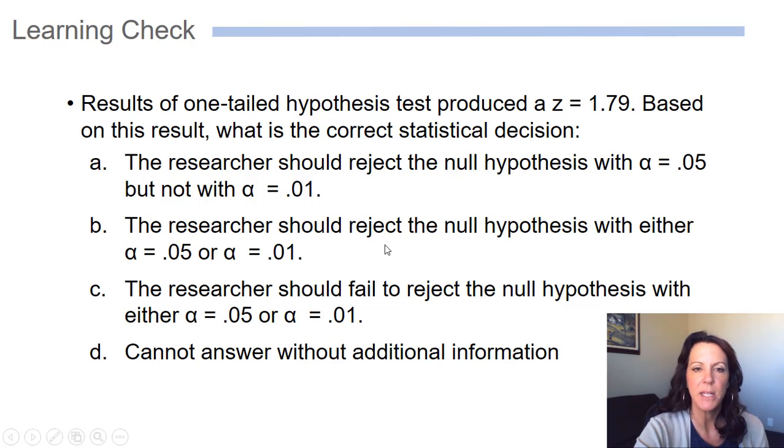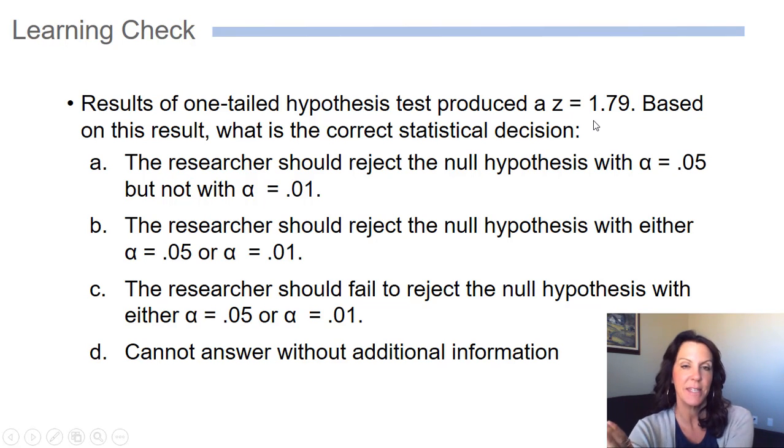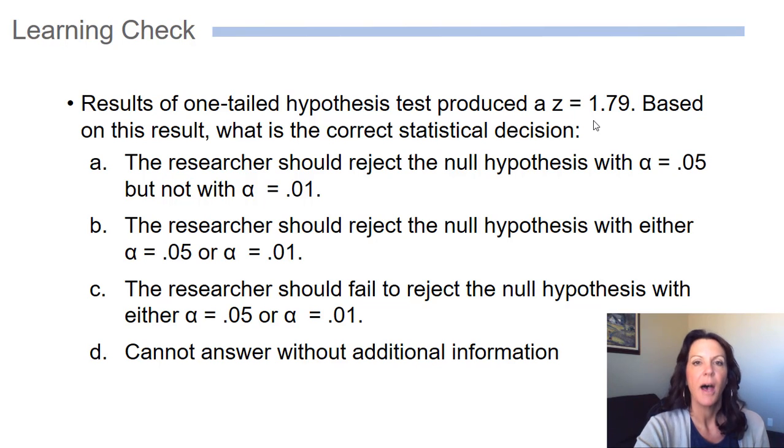Well, let's think about this. We're going to put 1% in one tail and look at our z-table for the cutoff. And the cutoff in this case is 2.33. That's the z-score that cuts off the top 1%. So is my z-score of 1.79 more extreme than 2.33? It's not. It's less extreme. So in this case, I didn't exceed. I'm not in the critical region. I failed to reject the null hypothesis.